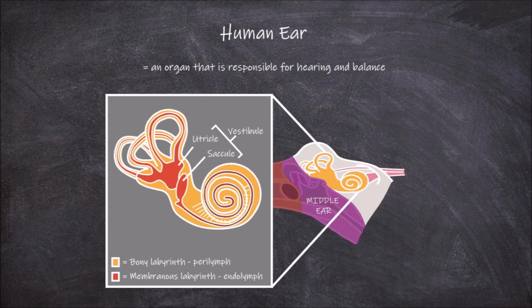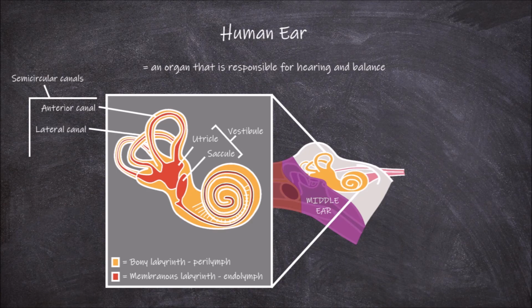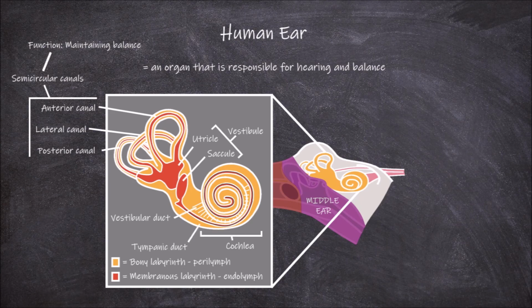There are also the semicircular canals. These consist of three interconnected tubes, the anterior or superior canal, the lateral or horizontal canal, and the posterior canal. The function of the semicircular canals is in maintaining balance. The third area is the cochlea. The cochlea is spiral-shaped and itself consists of three areas: the vestibular duct and tympanic duct that contain perilymph, and the cochlear duct that contains endolymph.